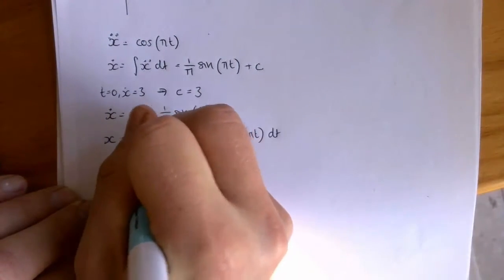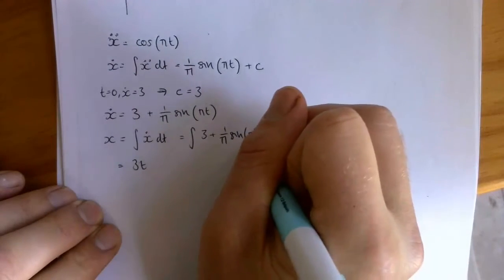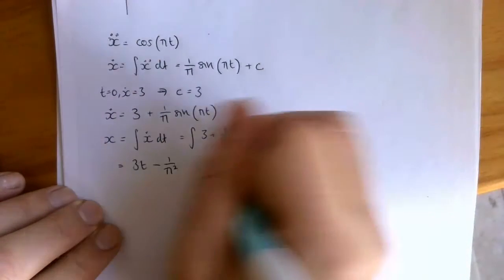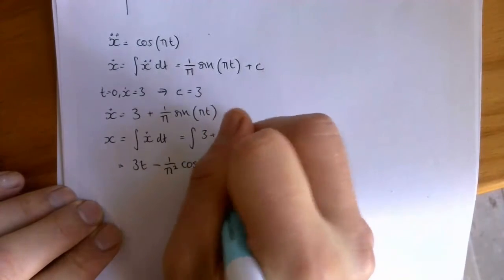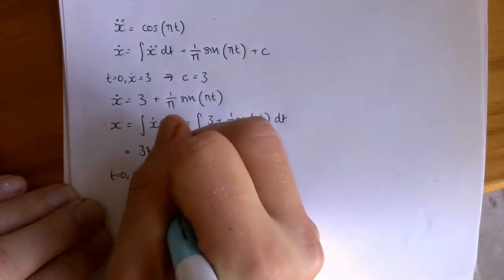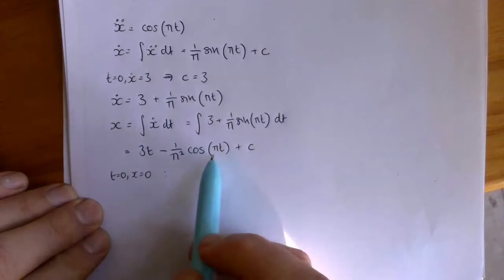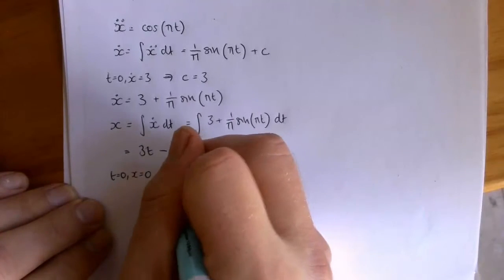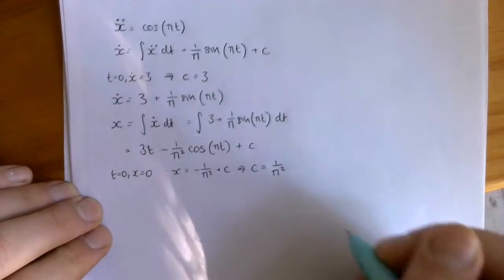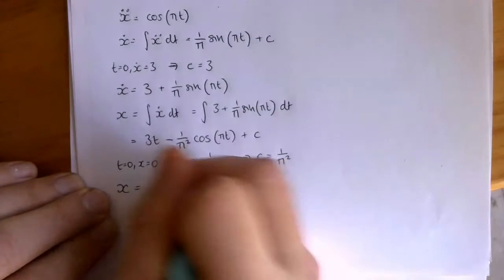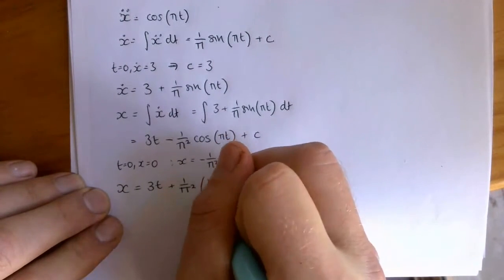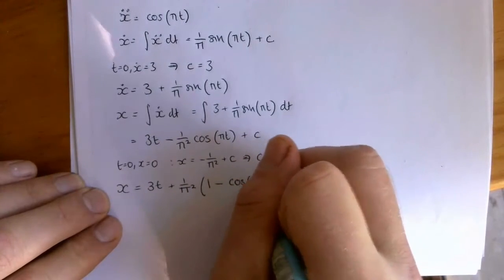We integrate 3, we get 3t. We integrate 1 over pi sine of pi t. Well, the sine is going to give us minus cos, and then I'm going to get another 1 over pi, give me 1 over pi squared, cos of pi t plus c. Then we also know that he starts at home, so if t equals 0, x equals 0. I'm just being careful here, the first term is equal to 0, but cos of 0 is 1, so x would be minus 1 over pi squared plus c, telling me that c equals 1 over pi squared, giving me an expression of x equals 3t plus 1 over pi squared times 1 minus cos of pi t.